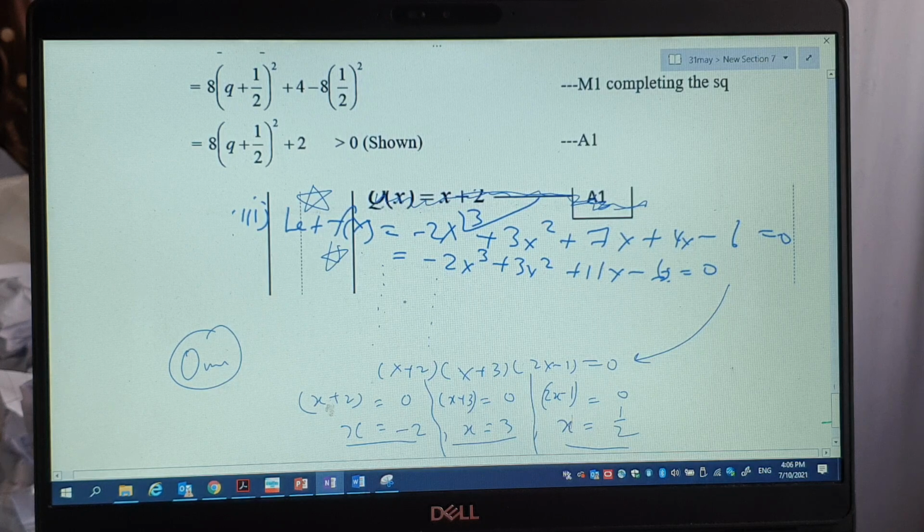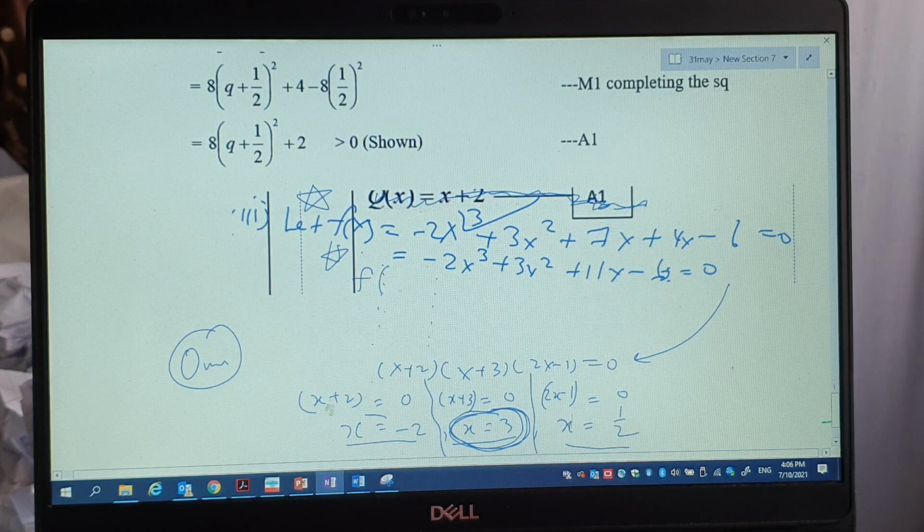Okay, so what you need to do now is to apply the remainder factor theorem. Remember, if this is your answer, I can choose any one of them, but choose the one that is a positive integer, okay, if possible.